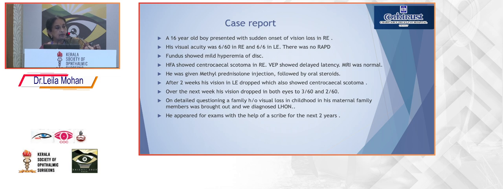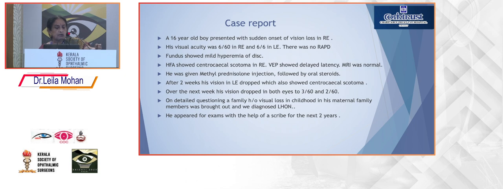He was diagnosed as optic neuritis and given methylprednisolone followed by oral steroids, as already pointed out by Dr. Ramya, the regular optic neuritis regimen. After 2 weeks, even while on steroids, his vision deteriorated in the other eye, and both eyes had vision of about a few meters, 360, 260. On detailed questioning, a family history of vision loss in childhood in his maternal family members was there. This boy was about 17 years.